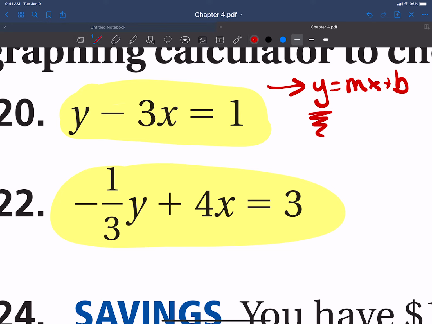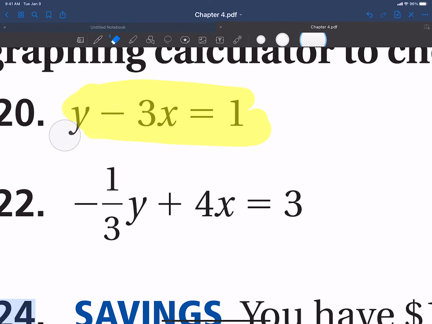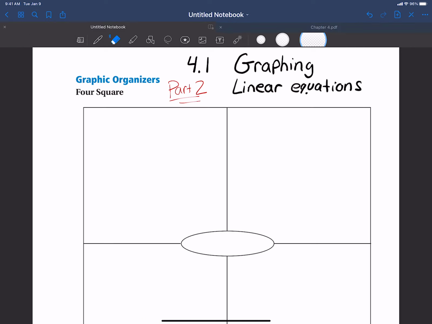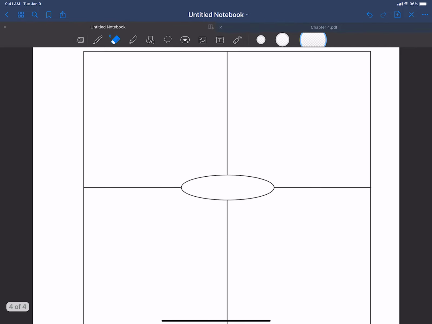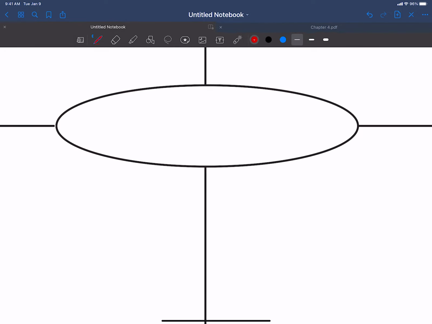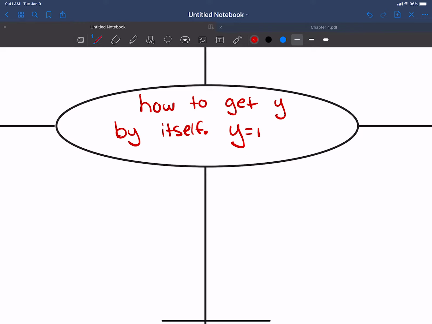I'm going to teach you how to get y by itself. It's actually fairly simple. You guys are going to do a very good job at it. It looks complicated, but it's not. So over here, we are going to say in the middle, how to get y by itself. Basically, we're trying to make the equation y equals mx plus b if it's not in that form already, okay? How to get y by itself, y equals mx plus b. Go and write that down.